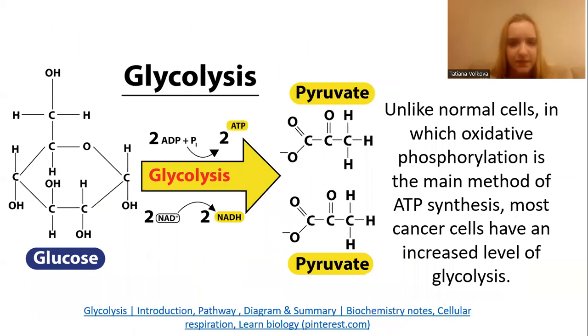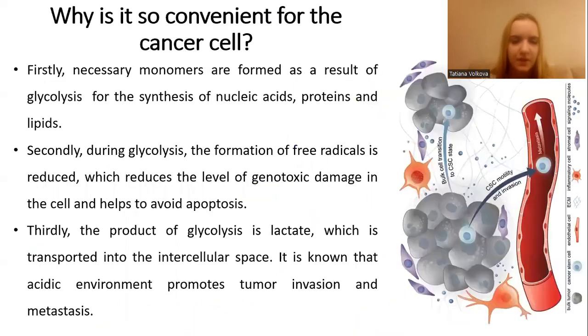Unlike normal cells, in which oxidative phosphorylation is the main method of ATP synthesis, most cancer cells have an increased level of glycolysis. During glycolysis, a glucose molecule breaks down into two pyruvate molecules, while two NAD plus molecules are reduced to two NADH molecules, and two ATP molecules are formed in the substrate phosphorylation reaction.